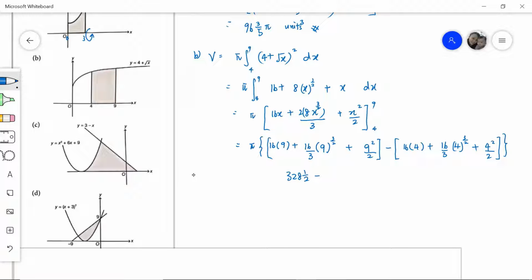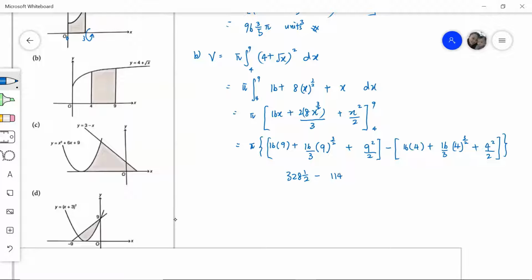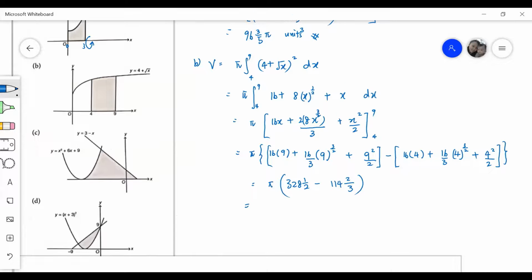328.5 minus, when the 4 is substituted into the integrated expression, we have 114 and 2 over 3. So let's find the difference. 328.5.